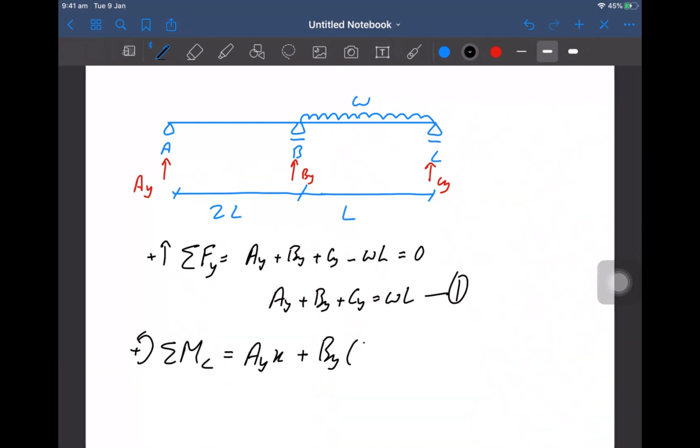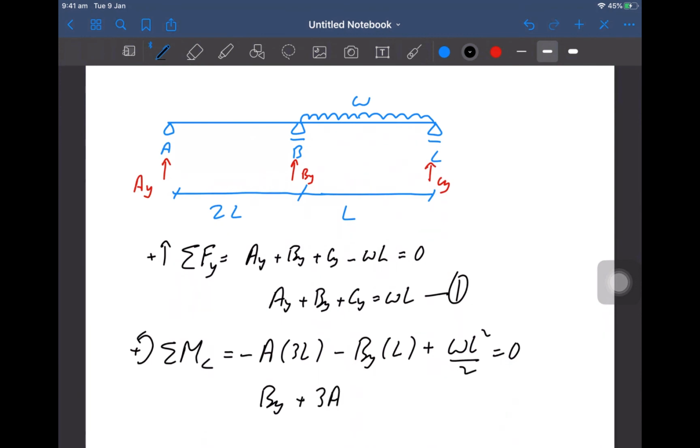By multiplied by L. Okay, so this A is actually going clockwise. So it's getting negative A, 3L. Negative B, Y. Because it's clockwise. So what we have, that's the second equation. Okay, we can't solve them because we've got three unknowns, we only have two equations.